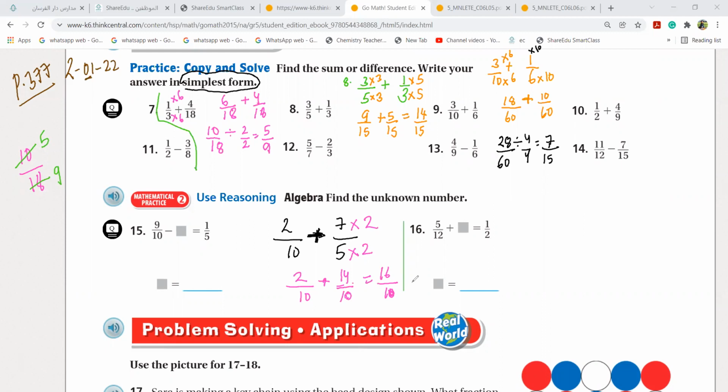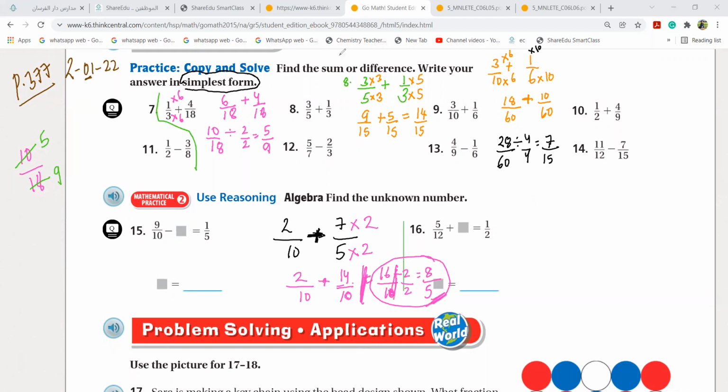What do you say? In which timetable do they come together? 16 and 10. I think in timetable 2. Yes, in timetable 2, and you divide 16 over 2, what do you get? 8. And 10 over 2, you get 5. That means your answer is 8 over 5 after simplest form. But even till here, if you get it, if you understand this.